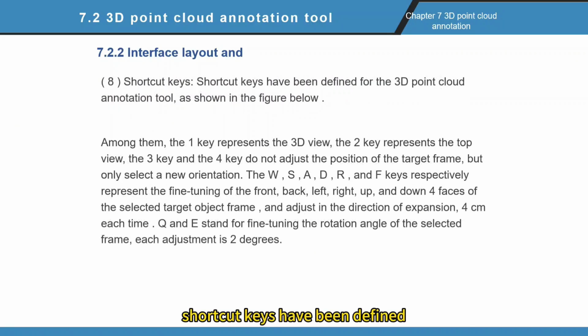Shortcut keys have been defined for the 3D point cloud annotation tool. The 1 key represents the 3D view, the 2 key represents the top view. The 3 and 4 keys adjust the orientation without changing the position of the target frame. The W, S, A, D, R, and F keys are for fine-tuning the front, back, left, right, up, and down 4 faces of the selected target object frame, expanding 4 cm each time. Q and E are for fine-tuning the rotation angle of the selected frame, with each adjustment being 2 degrees.